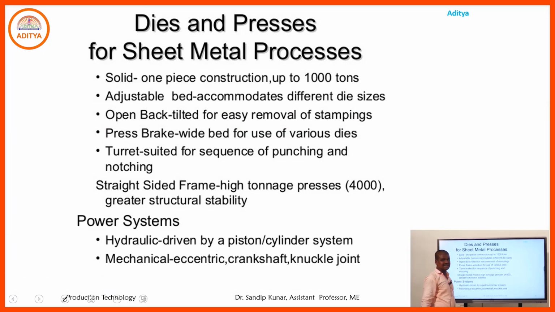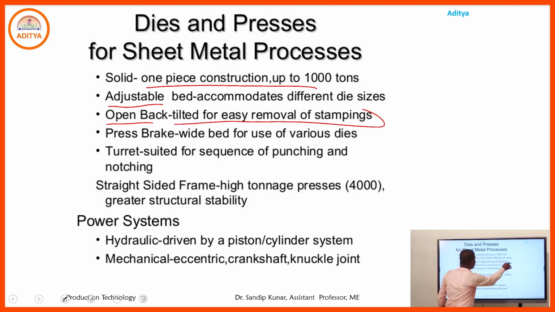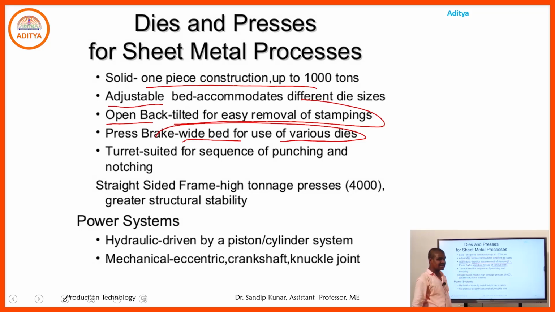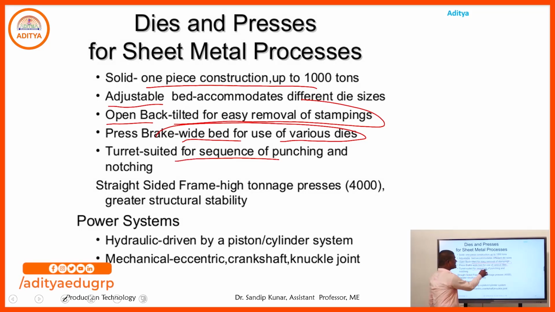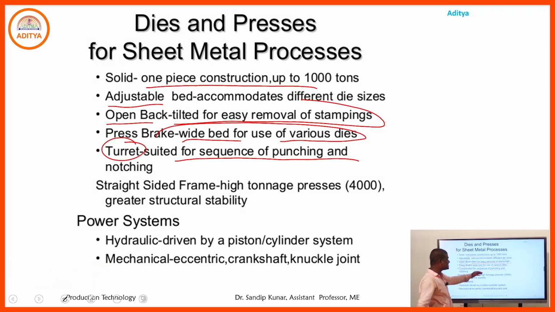Dies and presses in sheet metal processes. Solid, one piece construction, up to 1000 tons. Another, adjustable bed accommodates different sizes. Another, open back, tilted for easy removal of stampings. Press brake, wide bed for use of various dies. Turret, suited for sequence of punching and notching operations.